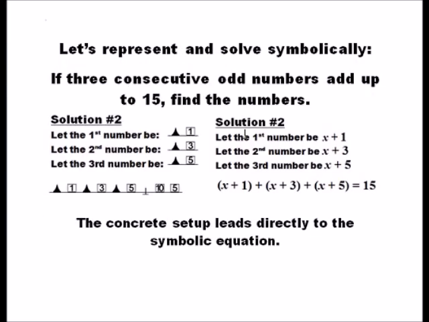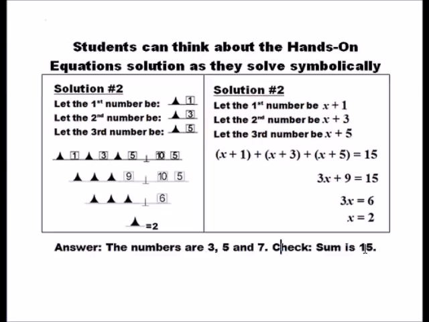Now, let's show the relationship between the hands-on equations approach and the traditional abstract approach, to show you how easily the students transfer from one to the other. So in solution number 2, we said let the first number be a pawn and a 1. In a traditional solution, we say let the first number be an x and a 1. The second one would be an x and a 3. The third one is x and a 5. And then notice how the abstract equation matches the concrete equation. This would be x plus 1, x plus 3, and x plus 5 is equal to 15.